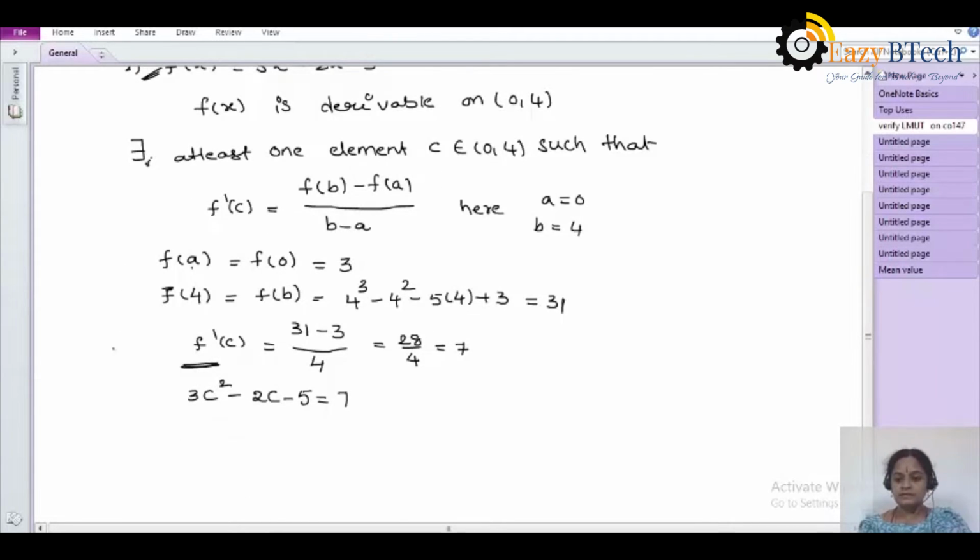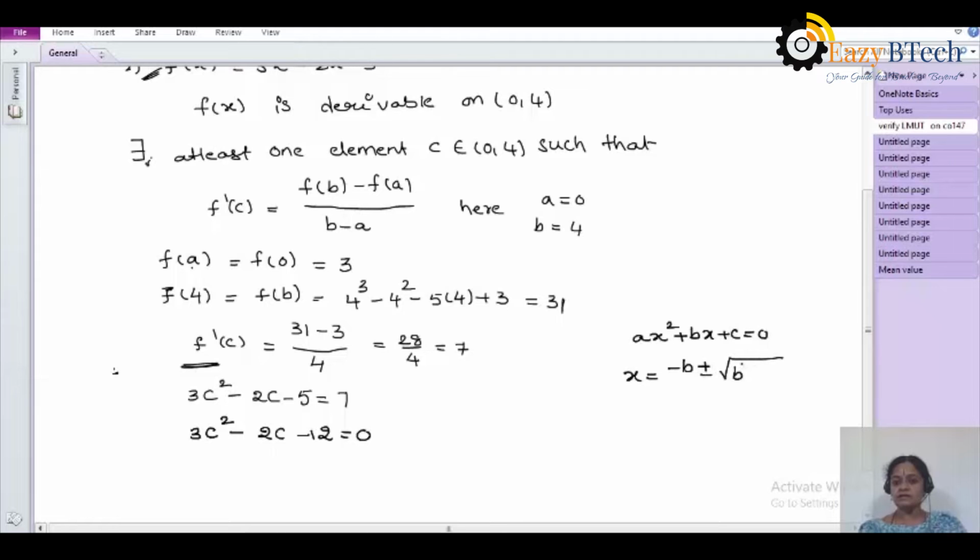Now doing the simplification of this, that means 3c squared minus 2c minus 12 is equal to 0. Then finding the factors, of course the factors are not possible here. Then applying the formula for a quadratic equation, ax squared plus bx plus c is equal to 0. If factors are not possible, then the roots formula is minus b plus or minus square root of b squared minus 4ac, by 2a.